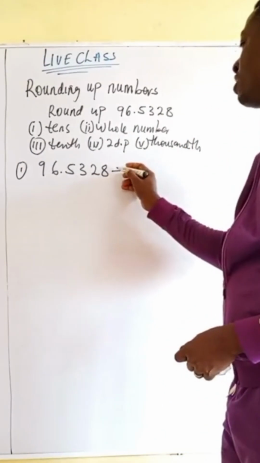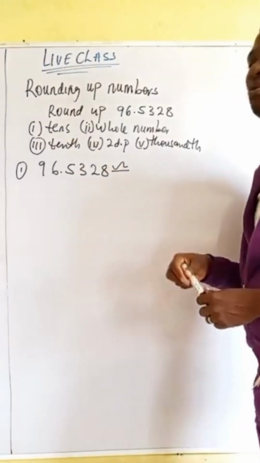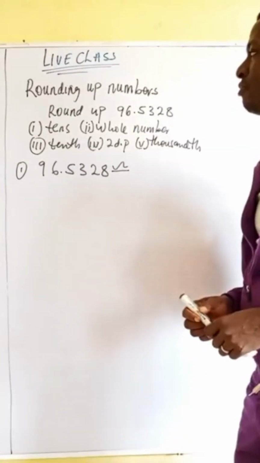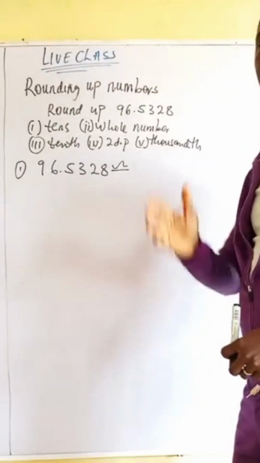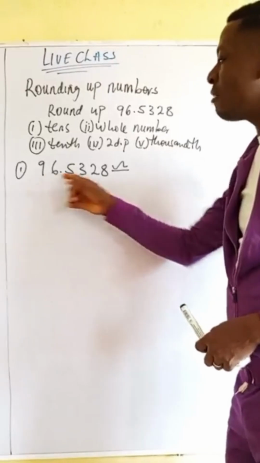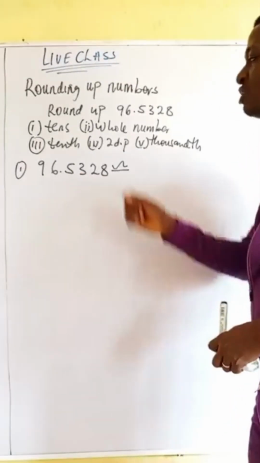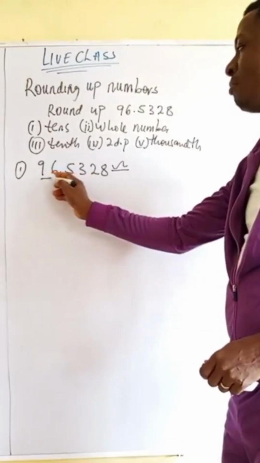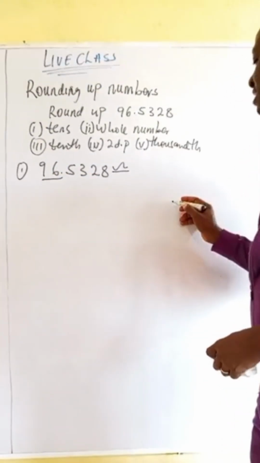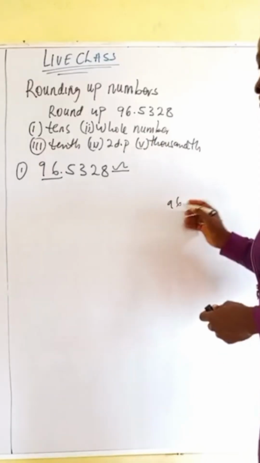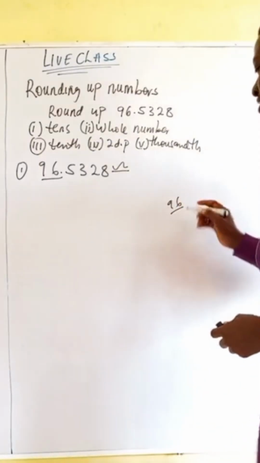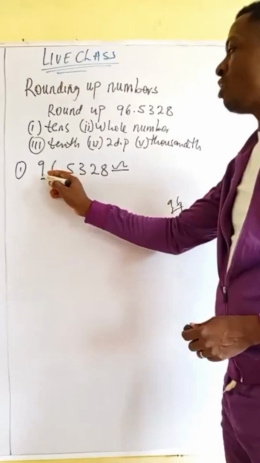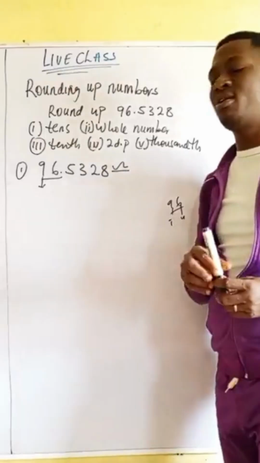We are to round up the number to the nearest tens. First of all, know the place value. What did I say? Know the place value. Which number here on the board represents tens? This is the whole number 96. If you write out 96 as a normal whole number without the decimal part, don't forget this is units and this is tens. So this 9 here represents tens. That is the one we are rounding up to.